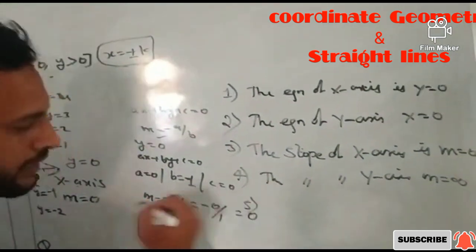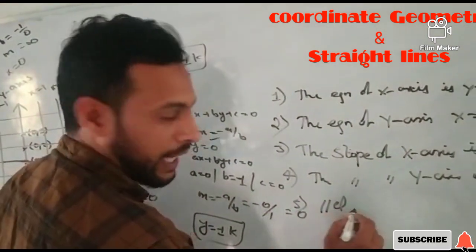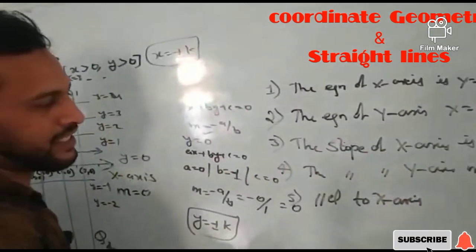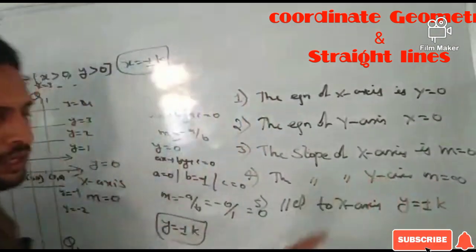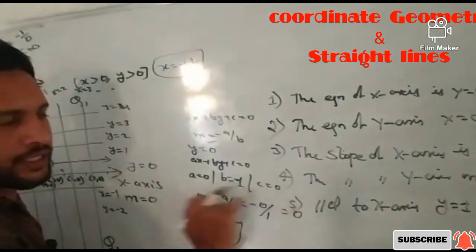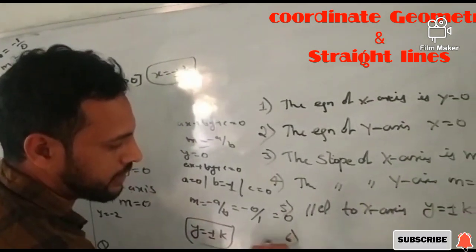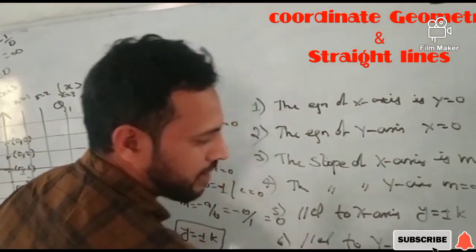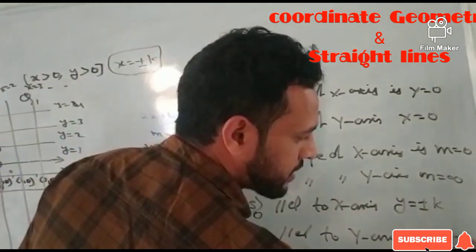And the fifth point is that the lines which are parallel to x-axis are in the form of y is equal to plus or minus k. The final point is that the lines which are parallel to y-axis are in the form of x is equal to plus or minus k.